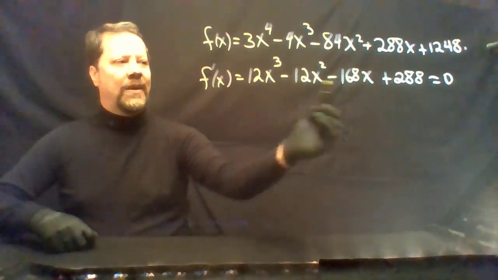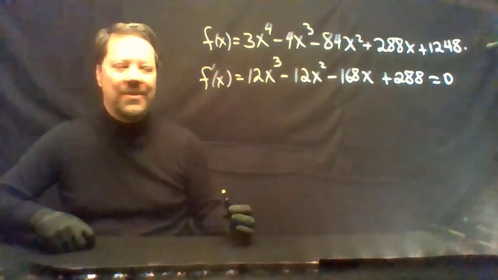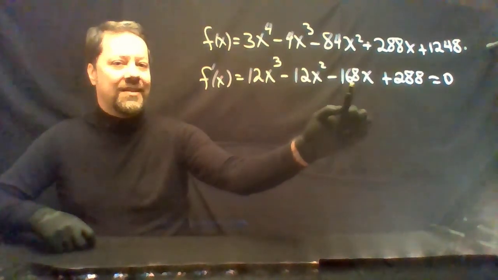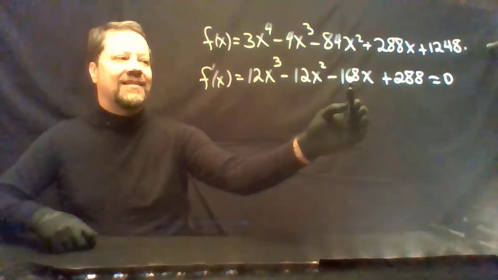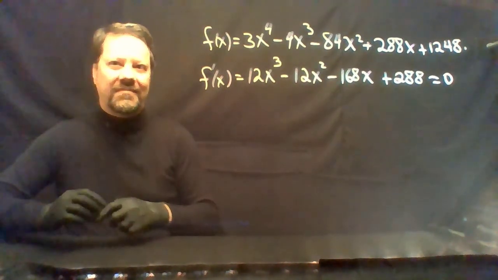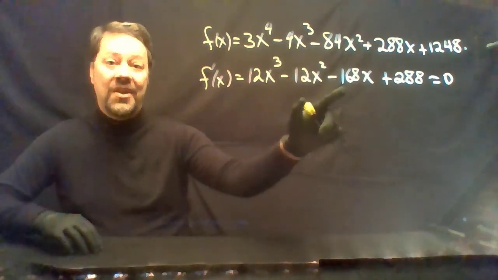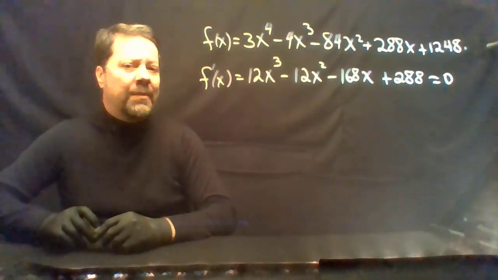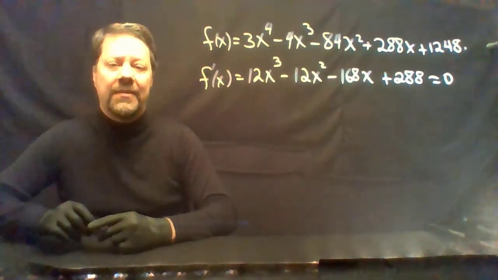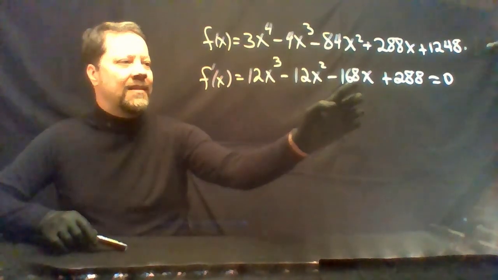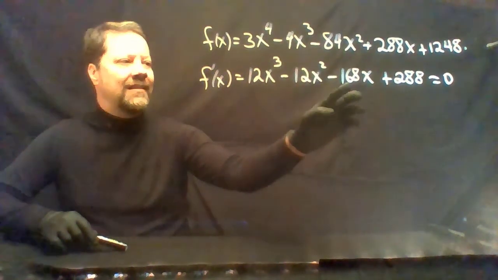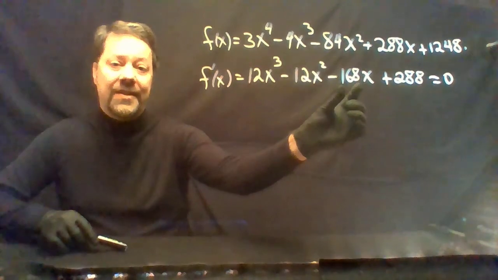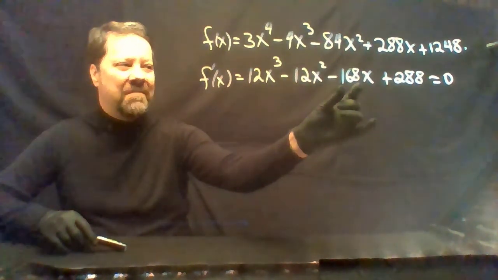It looks like 12 might go into all of these numbers. Does 12 go evenly into 168? To check, note that 12 is 4 times 3. And a number is divisible by 3 if its digit sum is divisible by 3. So 8 and 1 makes 9, and 6 makes 15. Since 15 is divisible by 3, this number is divisible by 3.